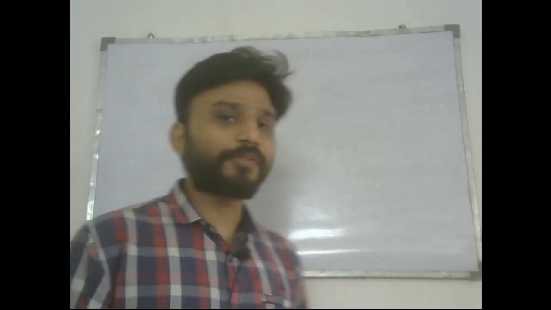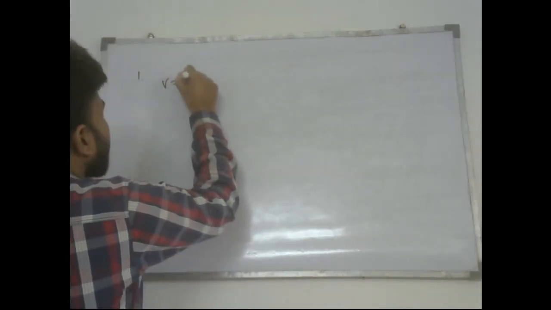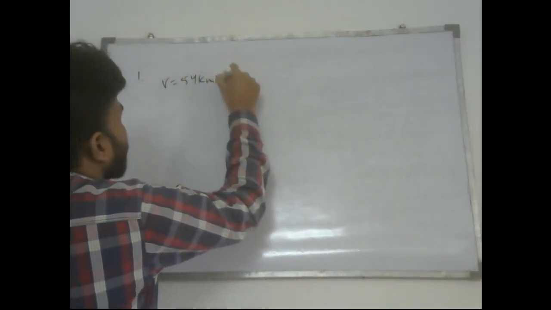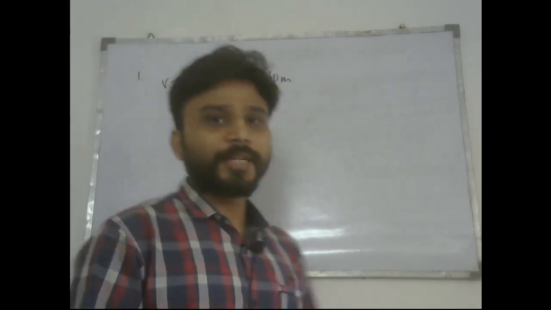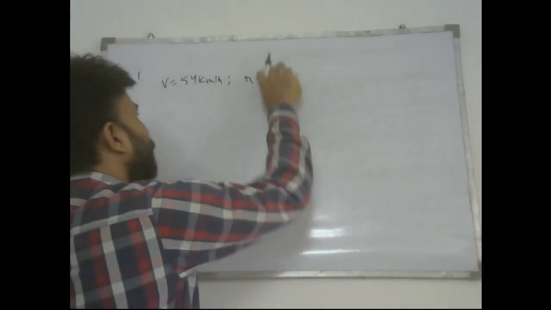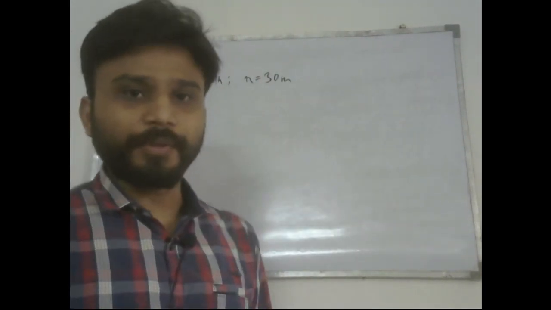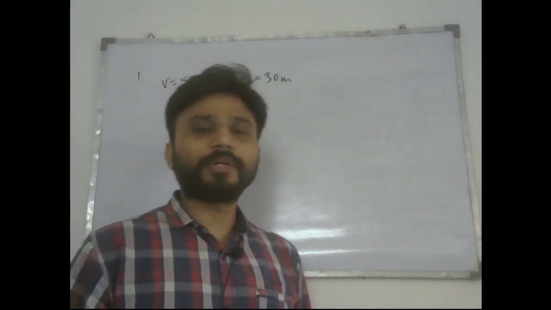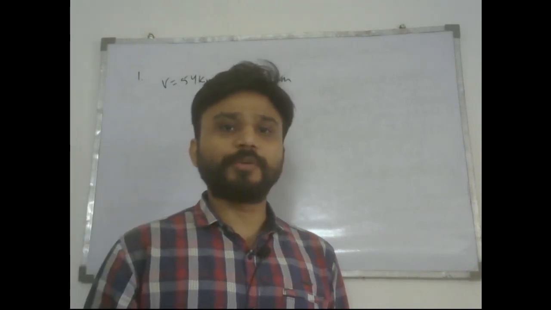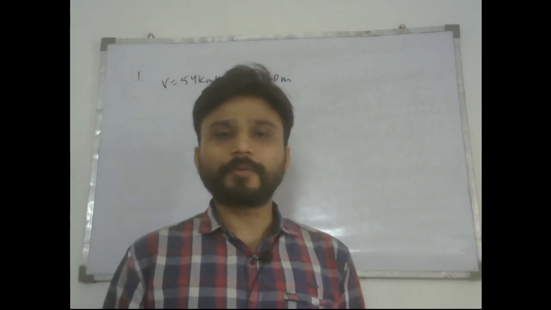So the first question is that of a train. We have a train going with a speed of 54 kilometers per hour in a circular track of radius 30 meters. Just like we analyzed the case of a car, that a car can go with a particular speed without much wear and tear to its tires, and for that we neglect the friction acting on the car.